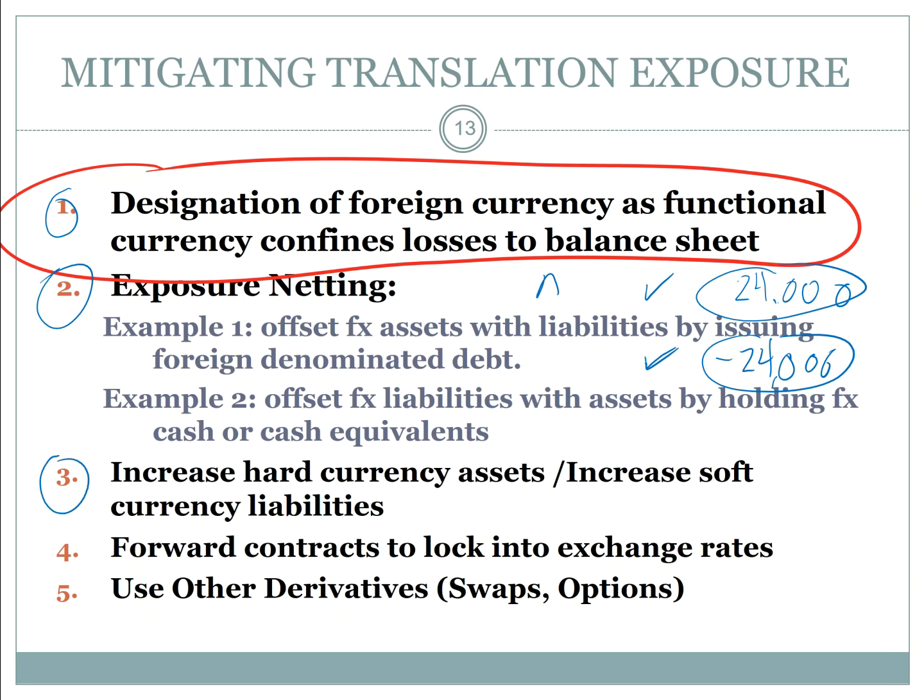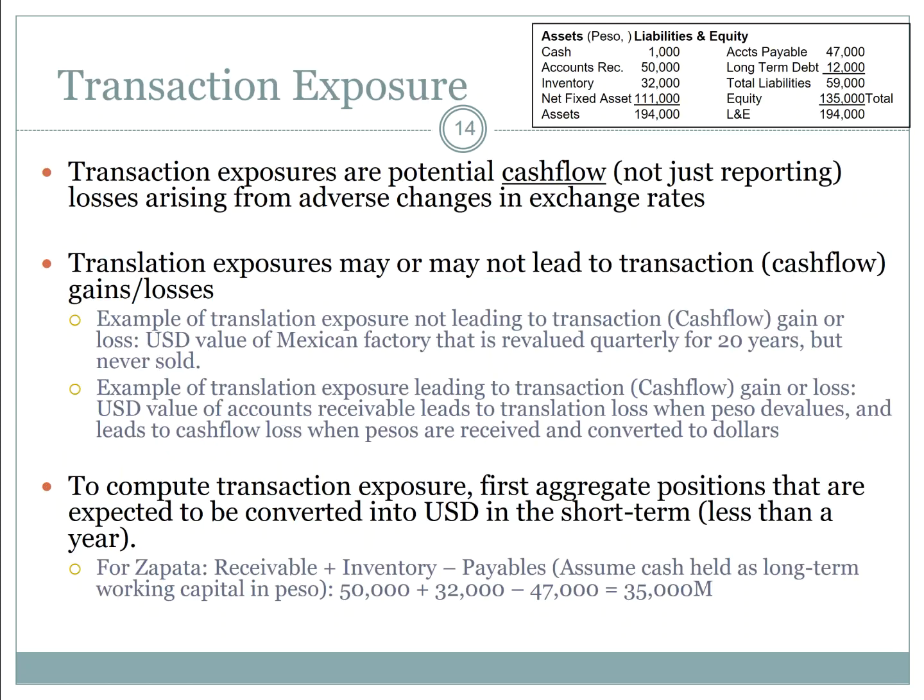Another strategy is, if you know currencies that are likely to depreciate, which are called soft currencies, you'd rather not have assets denominated in soft currencies. However, you would like to have assets denominated in hard currencies, ones that are likely to appreciate. Next, you could use forward contracts or option contracts to hedge the position. That's the next topic.